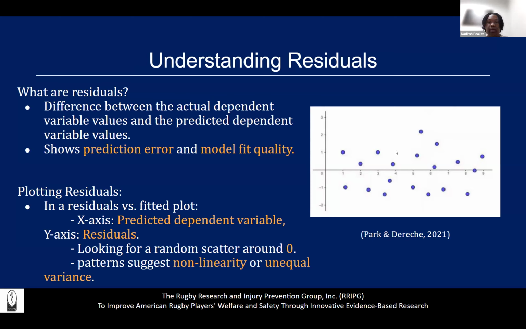To your right, you can see an example of a residual plot. The x-axis pertains to the predicted dependent variable, and the y-axis represents the residuals. These blue data points represent the error terms, and what we essentially want to look for is whether they look randomly scattered around 0 on the x-axis. Data points that show patterns, or a clear relation between them, suggest nonlinearity or unequal variance.